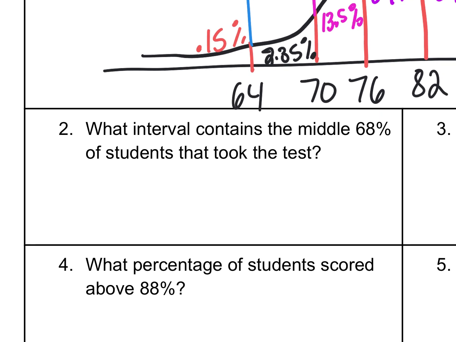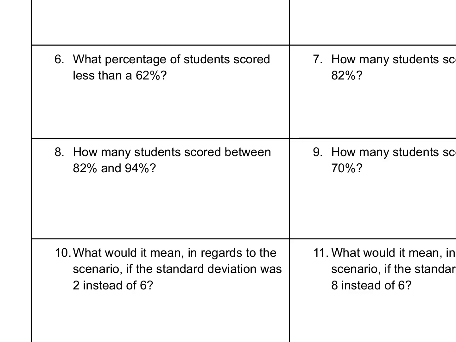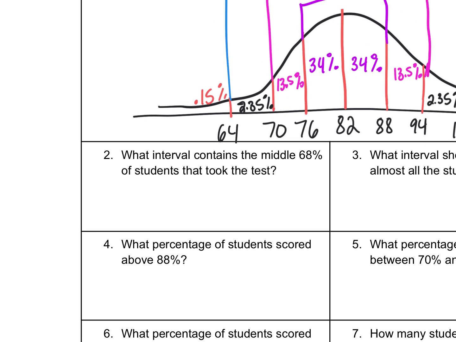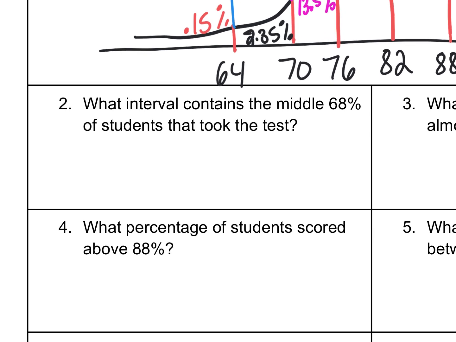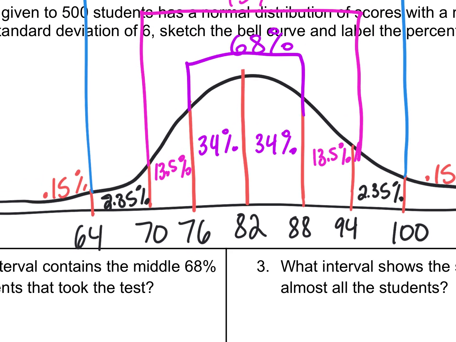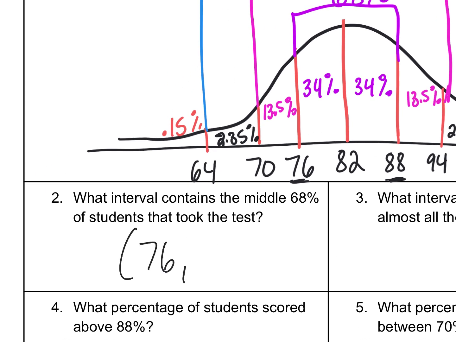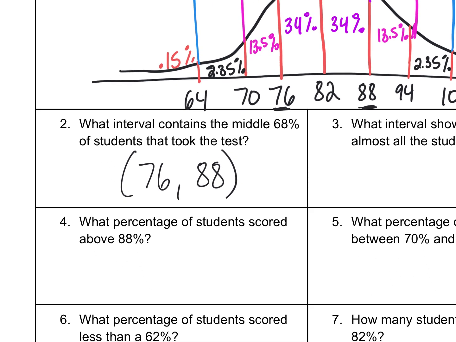Okay, so here's the deal. Lots of questions here, but these are very good questions because they're just like the ones that are going to be on your quiz. One thing I want to point out though, if it is asking you for an interval, so for instance here, we'll do this one together. What interval contains the middle 68%? Well, tell me, what interval is that within? 76 to 88, perfect. Write it like it was a confidence interval. So just in parentheses, you would write 76 to 88. Okay, so that's how we write intervals.